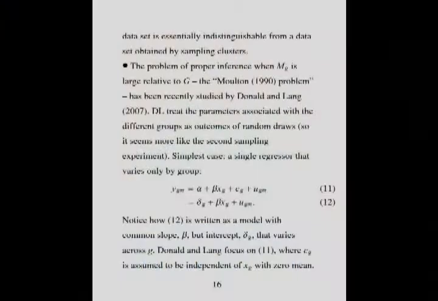Okay, well, the news is not good, depending on how you look at it. Donald and Lang recently considered this problem. Actually, the paper was recently published; they considered it several years ago. This is related to the so-called Moulton problem: how does one do proper inference in the presence of cluster samples? Donald and Lang were really focused on the case where you have a small number of groups, just a handful or even a couple.